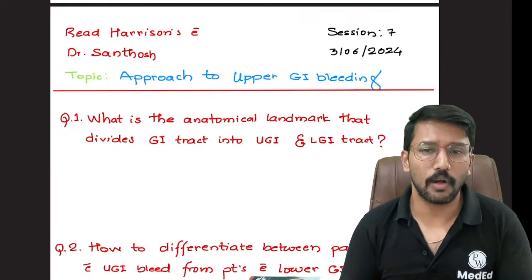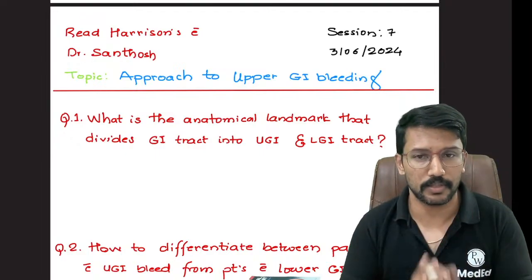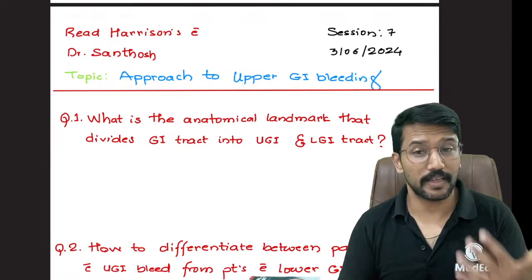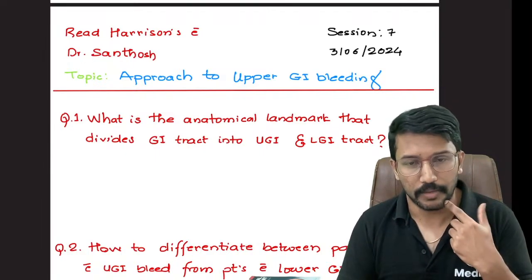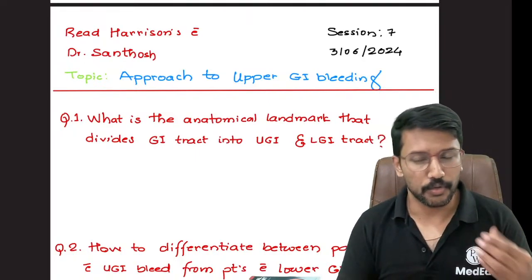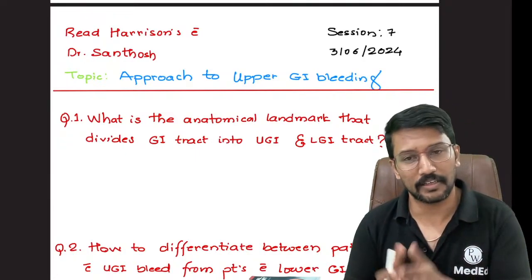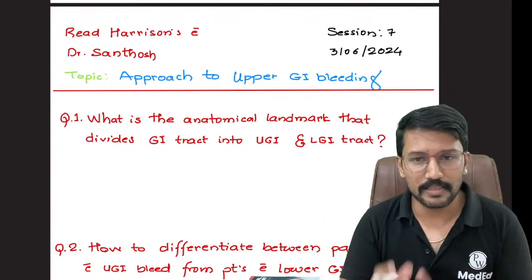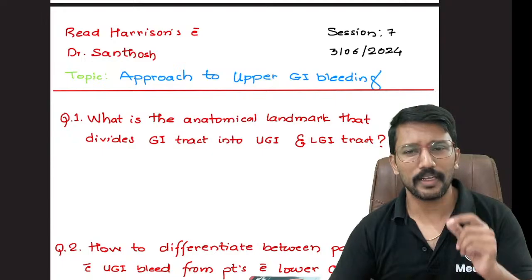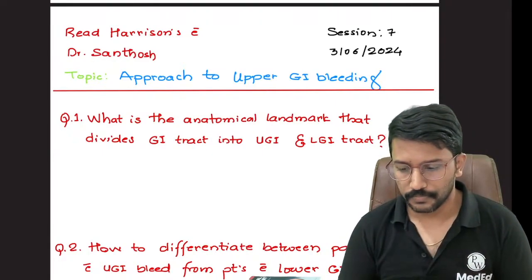What is that anatomical landmark which separates the upper gastrointestinal tract from the lower gastrointestinal tract? See, when we say gastrointestinal tract, we have the oral cavity, the pharynx, the esophagus, stomach, duodenum, jejunum, ileum, then the colon, rectum and the anal opening. All of that is the gastrointestinal tract. So now tell me where the upper GIT ends and the lower GIT begins.